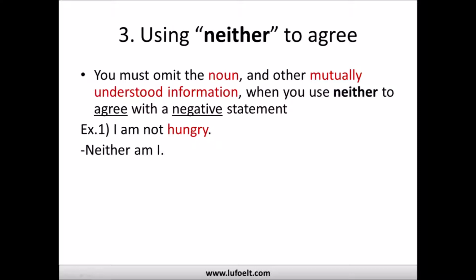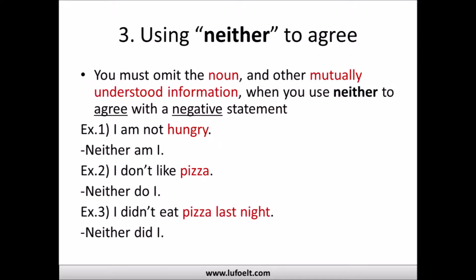You'll say, neither am I. You do not say, neither am I hungry. Do not say that, okay? And also, I don't like pizza. You'll say, neither do I. You don't say, neither do I like pizza. You do not have to say that. Get rid of those nouns and that other mutually understood information.